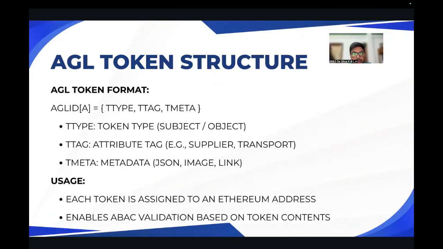Let's take a closer look at how these AGL tokens are structured. Each token includes three main parts. T-type, which tells us whether it is a subject or an object token. T-tag, which is the attribute tag like inspection or warehouse. And T-meta, which holds extra metadata. This could be a JSON file, document link, or even an image. These tokens are linked to Ethereum addresses, so access checks are based on what token the user holds.